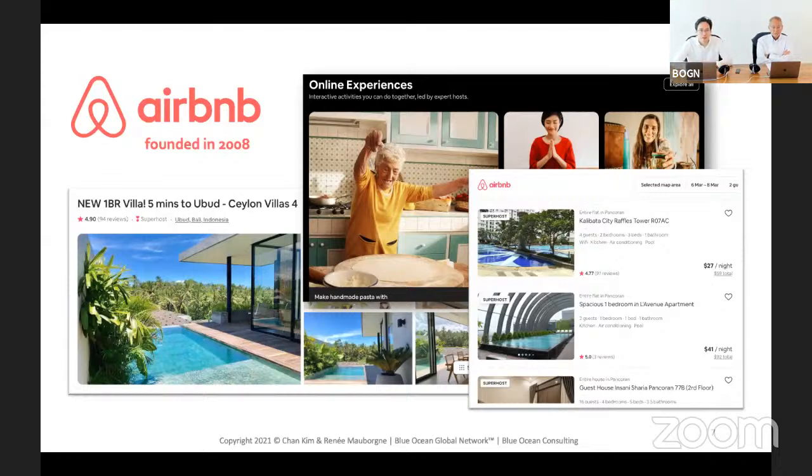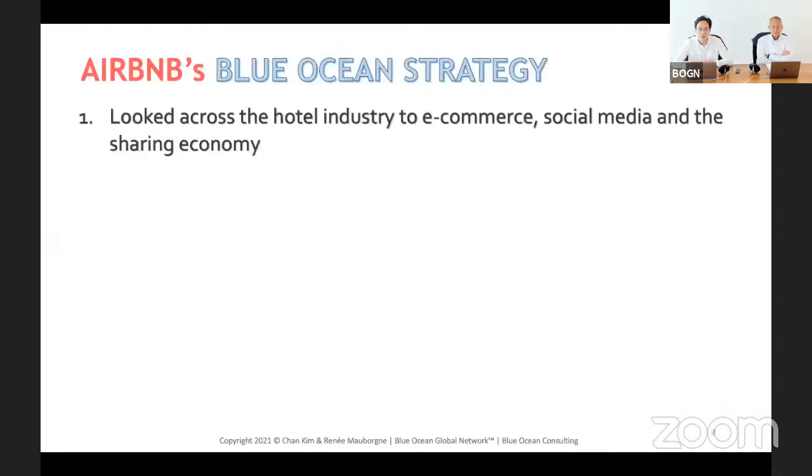You can see some of these examples here on the slide. These are listings in Indonesia. And Indonesia alone, by the way, has more than 61,000 listings on their platform as of last year. Of course, many of these are located in Bali and in Jakarta. So the results of this are incredible.